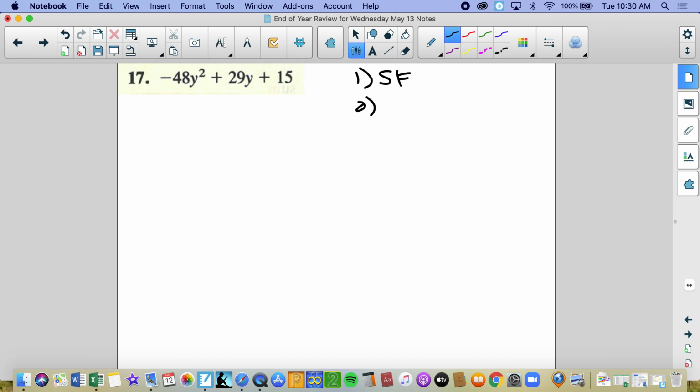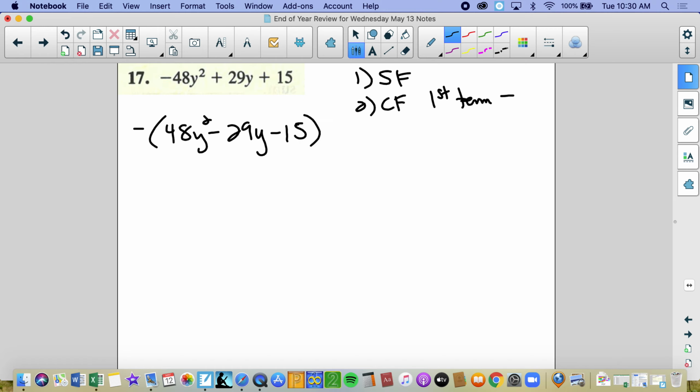Common factor, here's a tricky one. Because our first term is negative, we have to factor out a negative 1. So this problem is actually going to become 48y squared plus 29y minus 15, factoring the negative out from all of those. I'm looking to see if there's a common factor also.